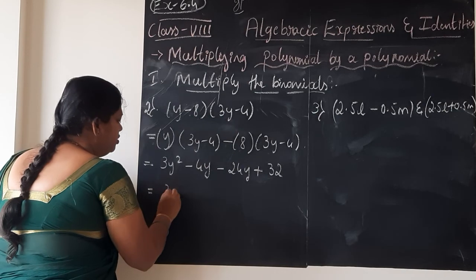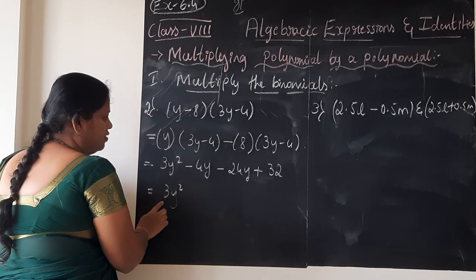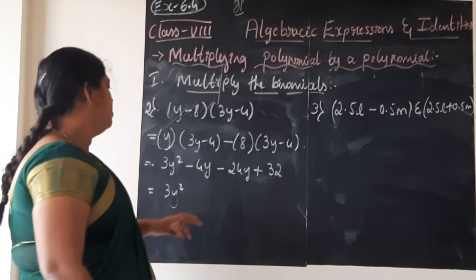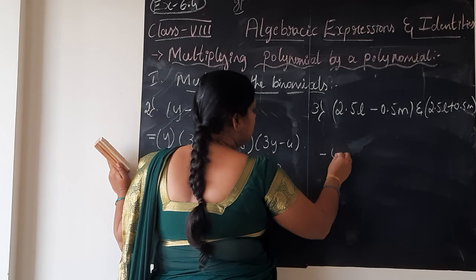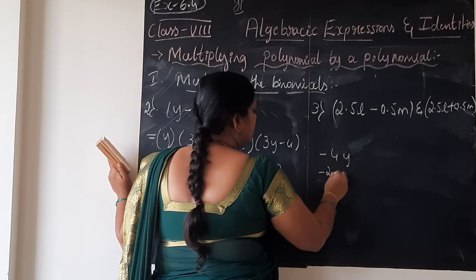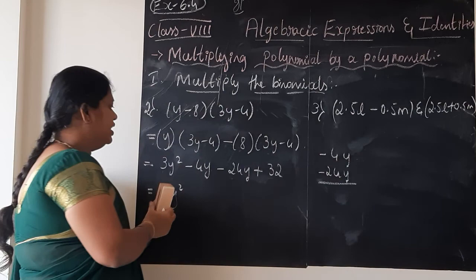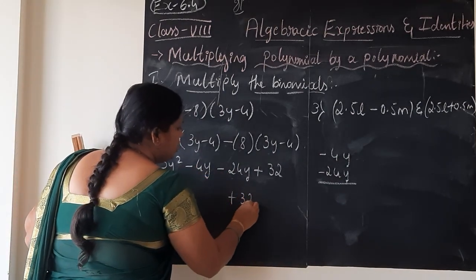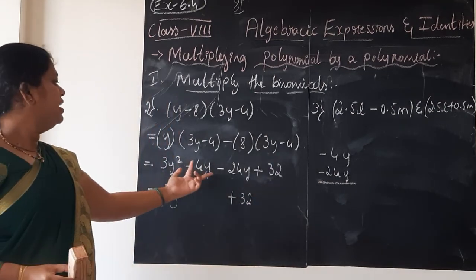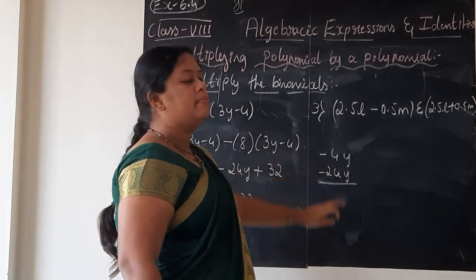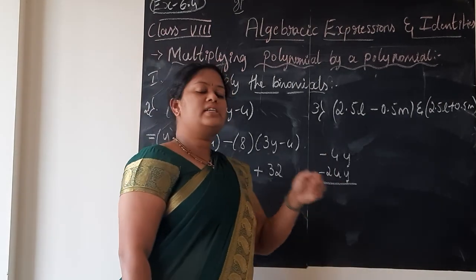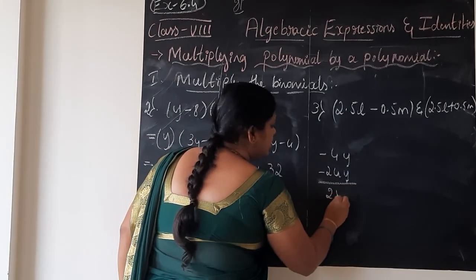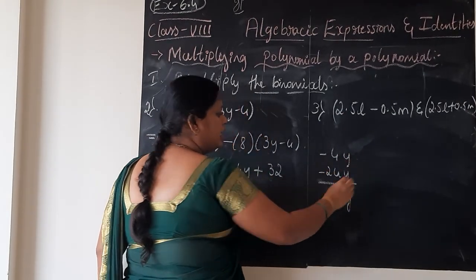Now only one term has y square, so I will write it as it is. But I have two terms with the same variable y, so I need to add them. It is like minus 4y minus 24y, children. See, both the terms are having a minus sign now. Plus 32, no change. The last term I am writing as it is. Minus 4y, minus 24y. When two numbers are having a minus sign, you need to add the numbers. So 24 plus 4 is 28. This is just y. Keep the variables as it is.